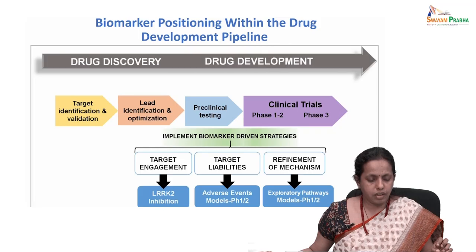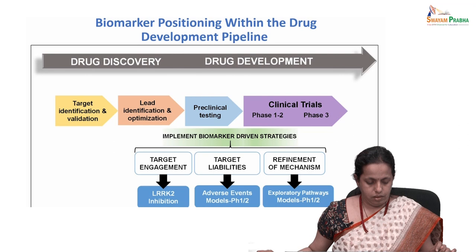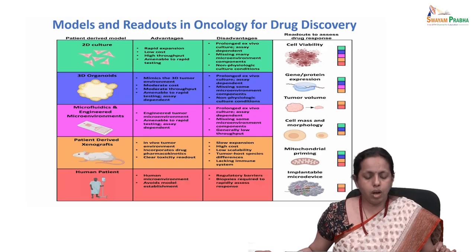So this is exactly what I was trying to tell. You have your drug discovery and your drug development. You have the target identification and validation, and then the lead identification. You identify the lead compounds, and then preclinicals. Then you have phase 1, 2 and 3, and then you look for the exploratory mechanistic pathways.